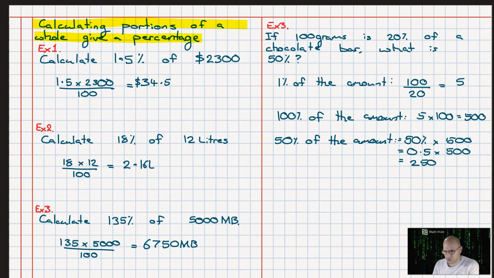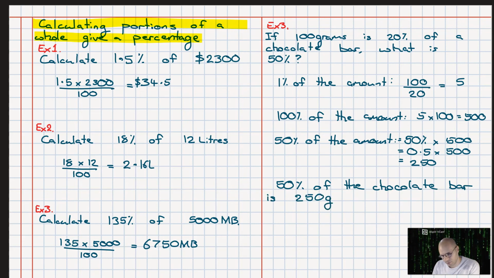So what we really should do is, when we're working on questions like this, if we're not working in units in the actual workings out, then we should say that 50% of the chocolate bar is 250 grams. So we just write it back in plain English. That way it's understandable. We link the mathematics and the calculation back to the real world problem.